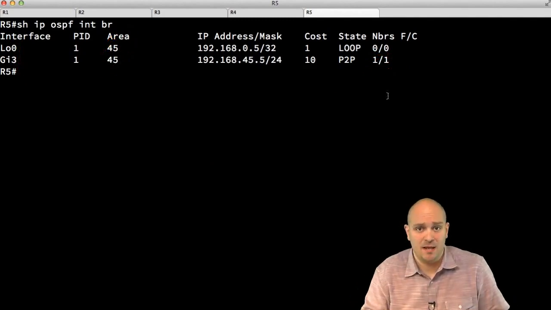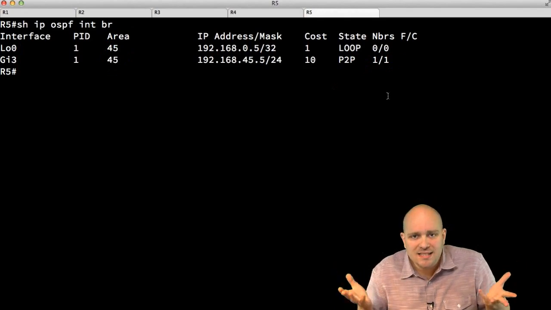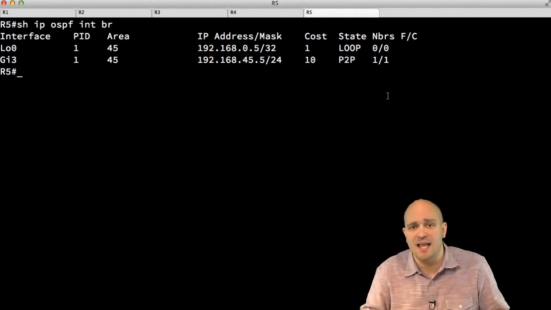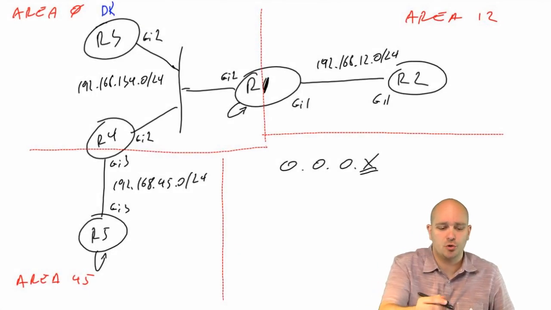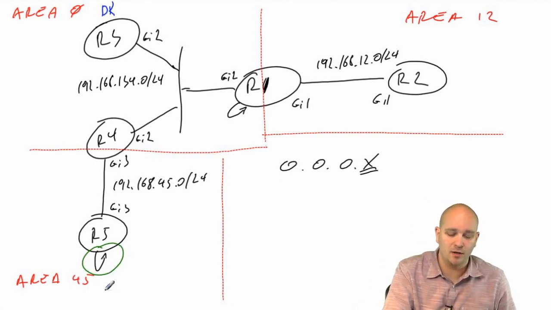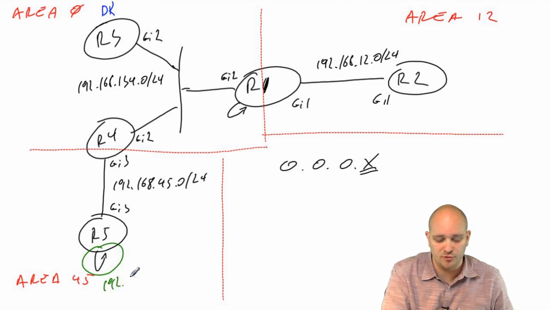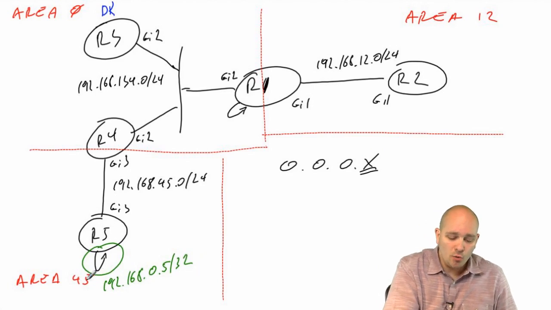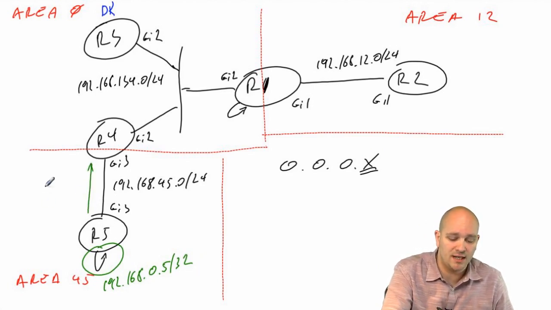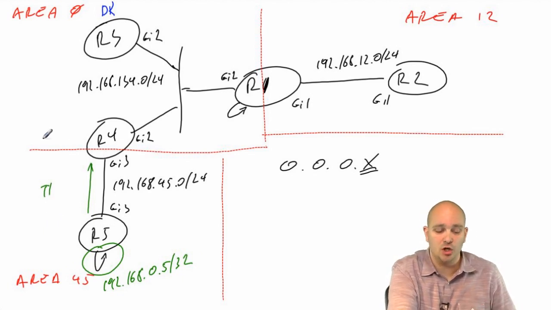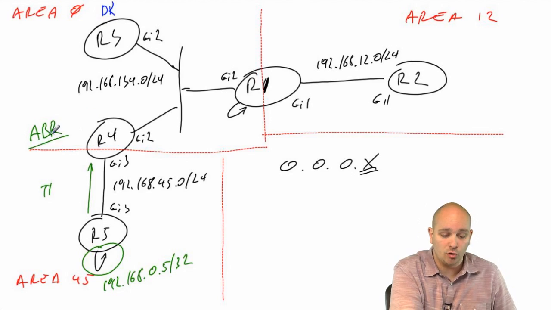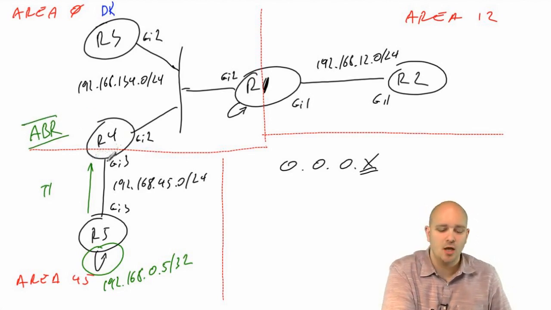Now that I have the setup the way I wanted to have the setup, let's take a look at our type 3 LSAs and our external LSAs in the network. To do that, we have to focus on something. So what we are going to focus our attention on is the loopback of R5. So this is the network with the address 192.168.0.5/32. Now, we know that in area 45, this will be communicated as a type 1 LSA to R4. But we also know that R4 here is an ABR, and we are going to confirm that by looking into the database of R4.